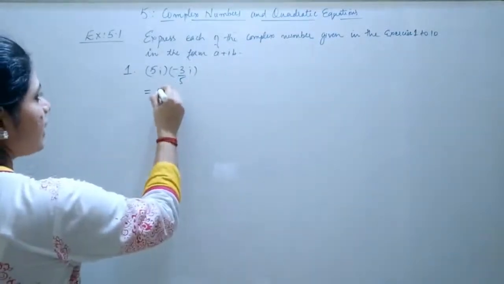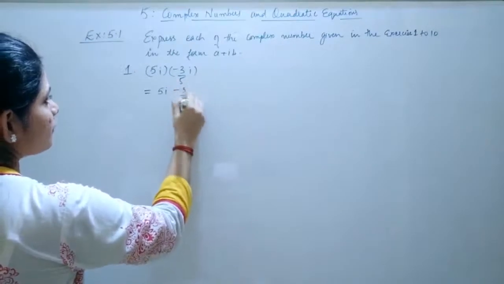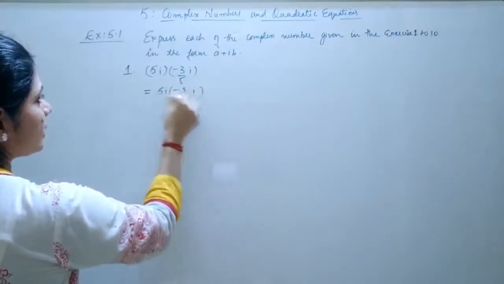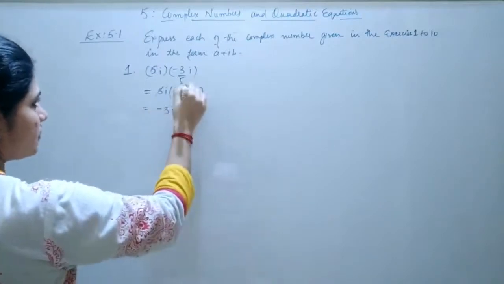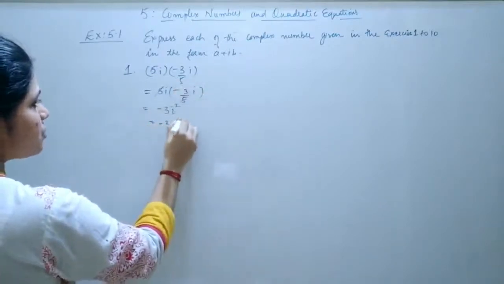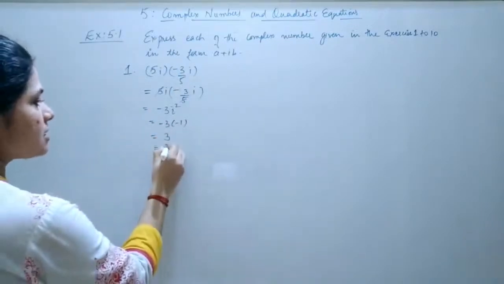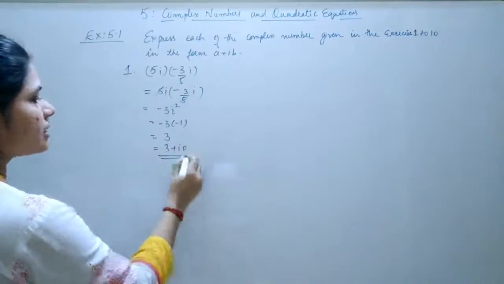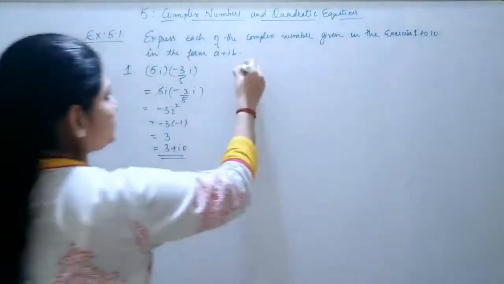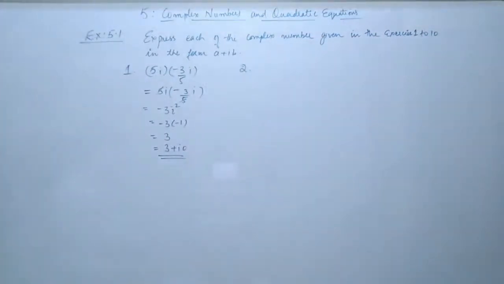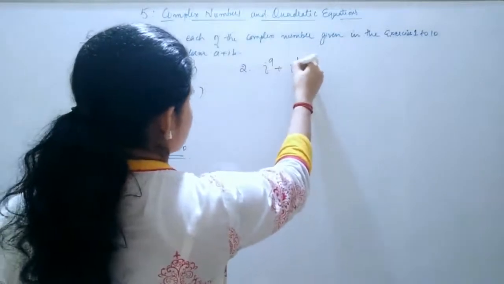So you'll get 5i into minus 3 by 5i, the 5 gets cancelled, minus 3i square, and that will give you minus 3 into minus 1, which is 3, and represent this 3 as 3 plus i0 so that it is in the form a plus ib. Okay, the next question is i raised to 9 plus i raised to 19.